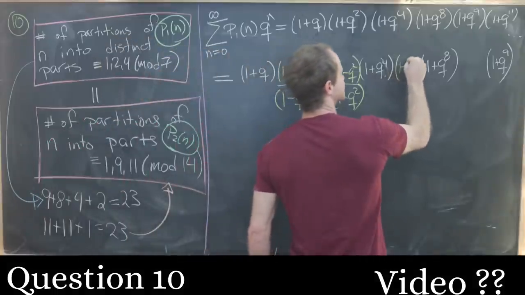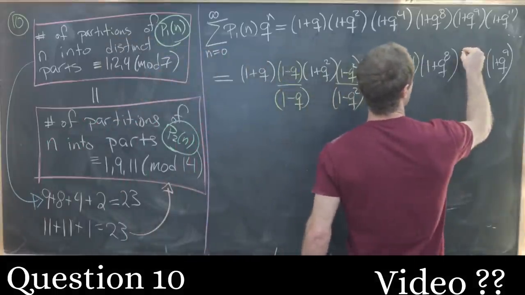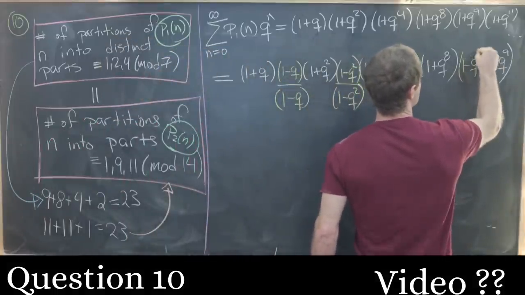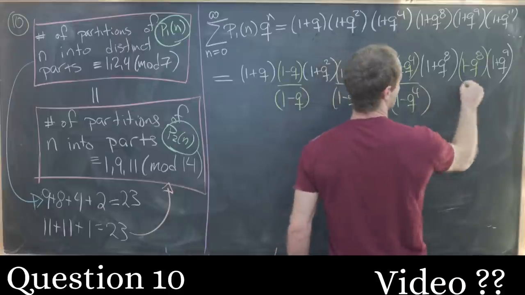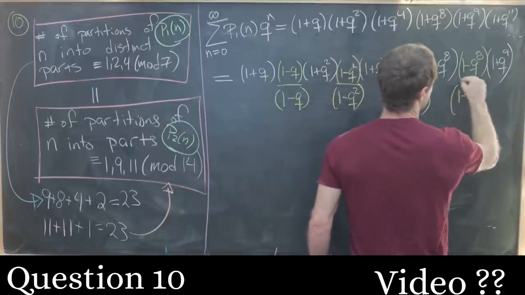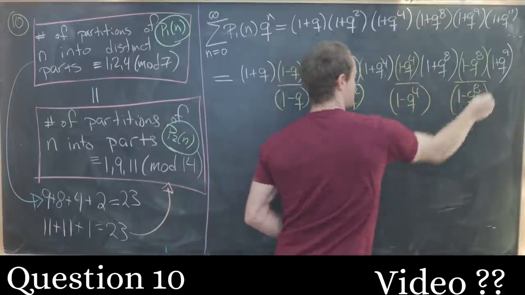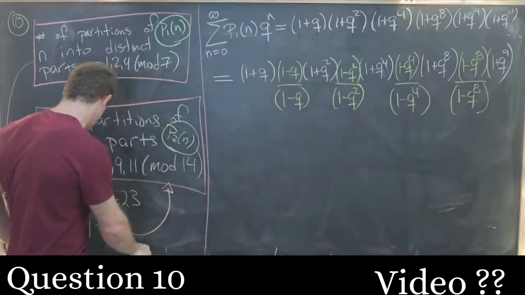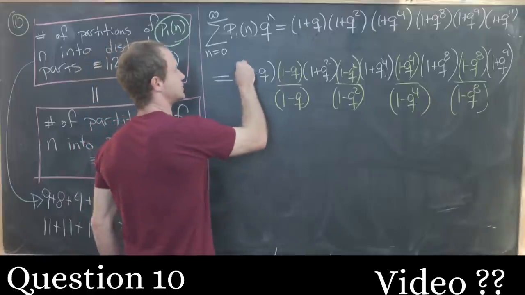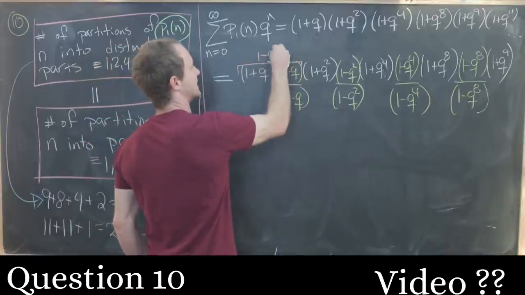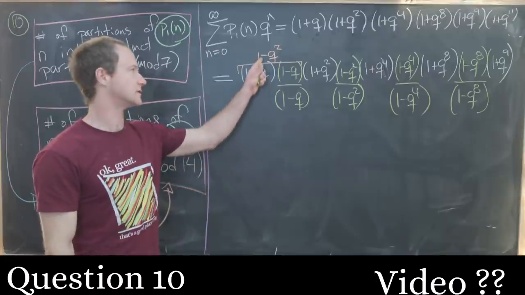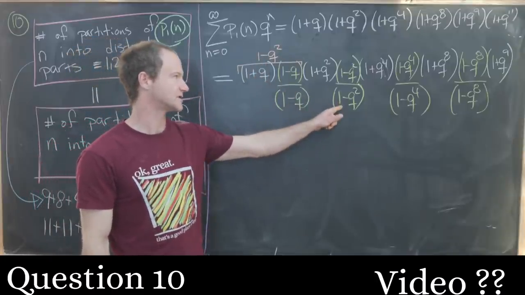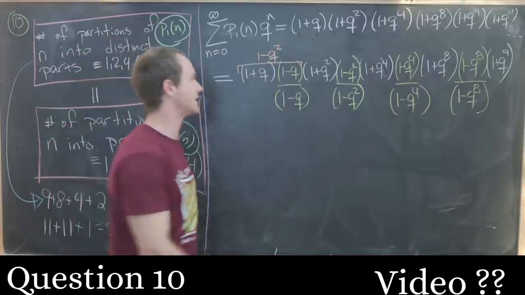Here's going to be a 1 minus q to the fourth. Here will be a 1 minus q to the 8. Those guys need to be downstairs as well: 1 minus q to the 4, 1 minus q to the 8. Okay, nice. But now these two multiply together to a very nice object, 1 minus q squared. Now we can see where things will cancel. This 1 minus q squared will cancel this 1 minus q squared, but we'll get to that.